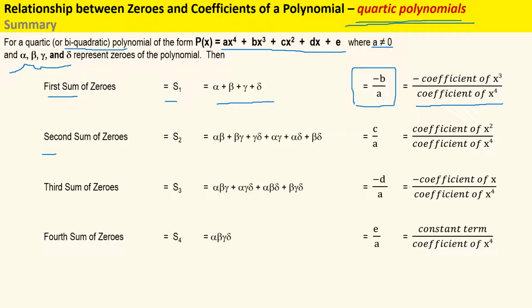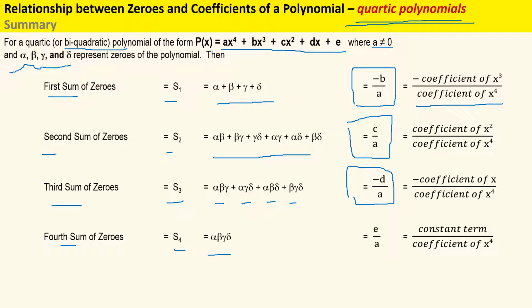Similarly, the second sum of the zeros S2 will be equal to alpha beta plus beta gamma plus gamma delta plus alpha gamma plus alpha delta plus beta delta. This will be equal to c by a. The third sum of the zeros, S3, will be equal to alpha beta gamma plus alpha beta delta plus alpha gamma delta plus beta gamma delta, and this sum will be equal to minus d by a. And the fourth sum of the zeros S4 will be equal to alpha beta gamma delta, and this will be equal to e divided by a.